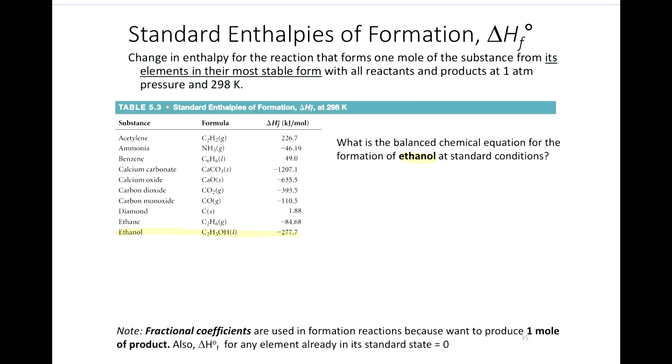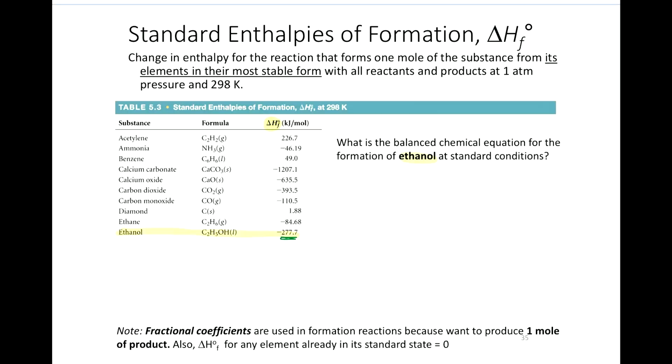If you go to the appendix in your textbook, you'll find a bunch of delta H of formation values, tons of different substances, but you need to recognize that these delta H values represent a reaction. So if I ask you, what is the delta H of formation of ethanol, you'll know, oh yeah, I just go to the book, it's negative 277.7. But what does that energy value mean? It has a balanced chemical reaction associated with it. So let's go ahead and write the balanced chemical equation that represents this formation value.